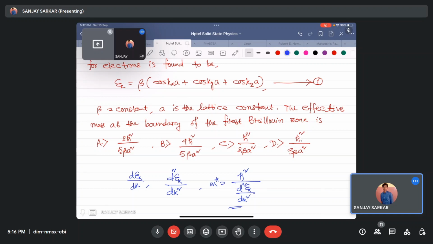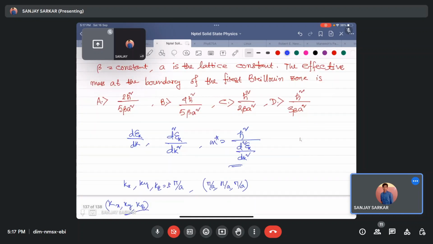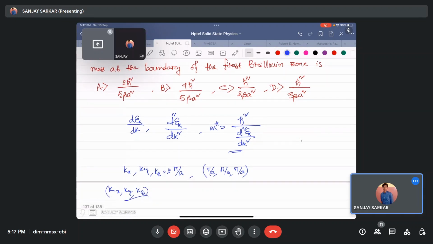Is it solved? Anyone? Just a double derivative, come on. It should not take that much time. So what is the correct option? No one could solve this.